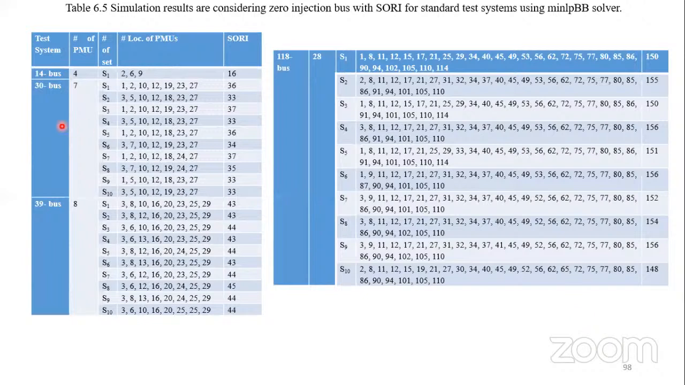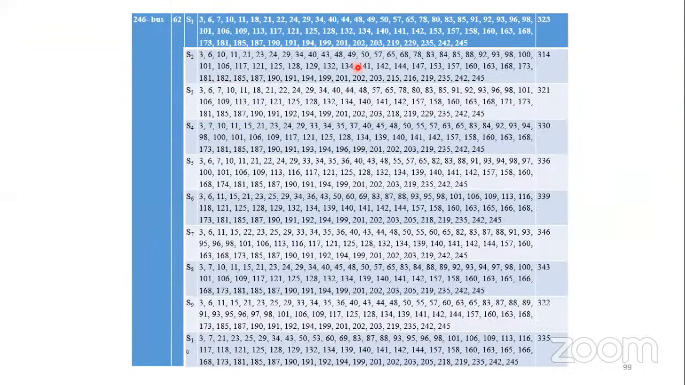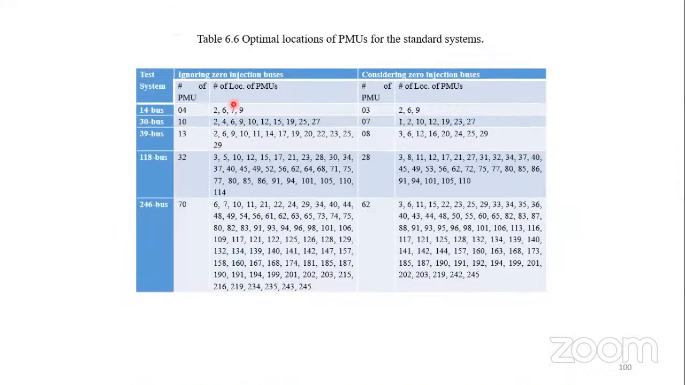Okay, and also we have taken the zero injection bus. As you are seeing, there are some changes in the number of PMUs. And also for the 246 bus system we have chosen, again there are some changes, that is 62. As you are seeing here, this is 62 in total. Okay, so now this is ignoring zero injection buses and considering zero injection buses.